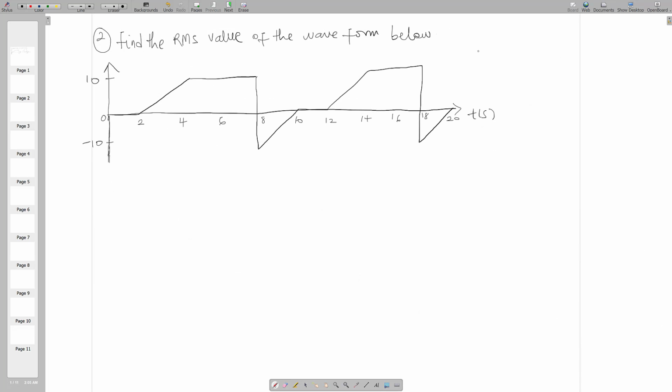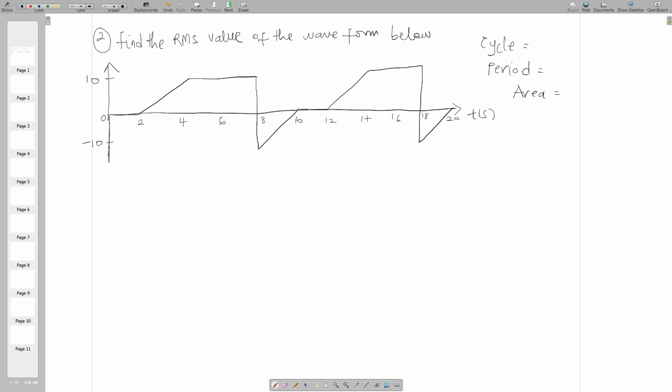So in example 2, we have to find the RMS value of the waveform below. So as usual, we will find our cycle, and we will note down our period, and after that we find the area under the cycle. Then we will divide by the period of the cycle, and then we take the square root of that, and then that will give us the RMS value of the waveform below.